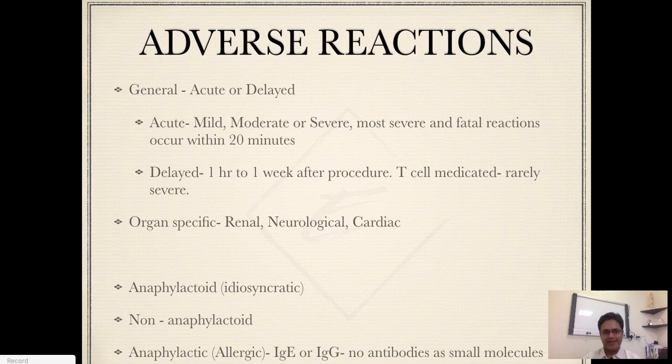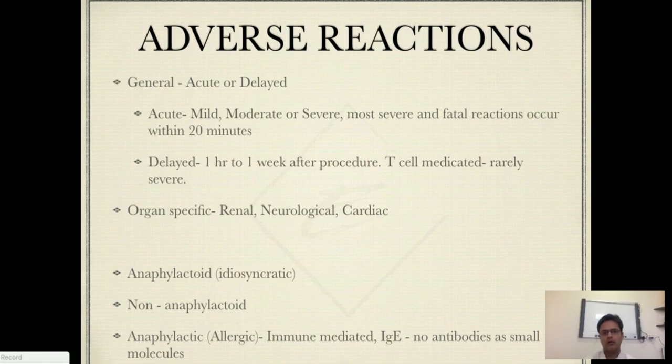So moving on to the next section, the adverse reactions. I think this is a very important section. The adverse reactions can be either general or they can be organ specific. Organ specific generally tends to involve the renal, the nervous, or the cardiac system. Now the general reactions can happen immediately or they can be delayed. The delayed ones are classified as those occurring after 1 hour to 1 week of the procedure. These are delayed because they are T-cell mediated, and they are generally not so severe. Whereas the acute ones, which occur within 20 minutes, are often the most severe, and can even be fatal reactions.